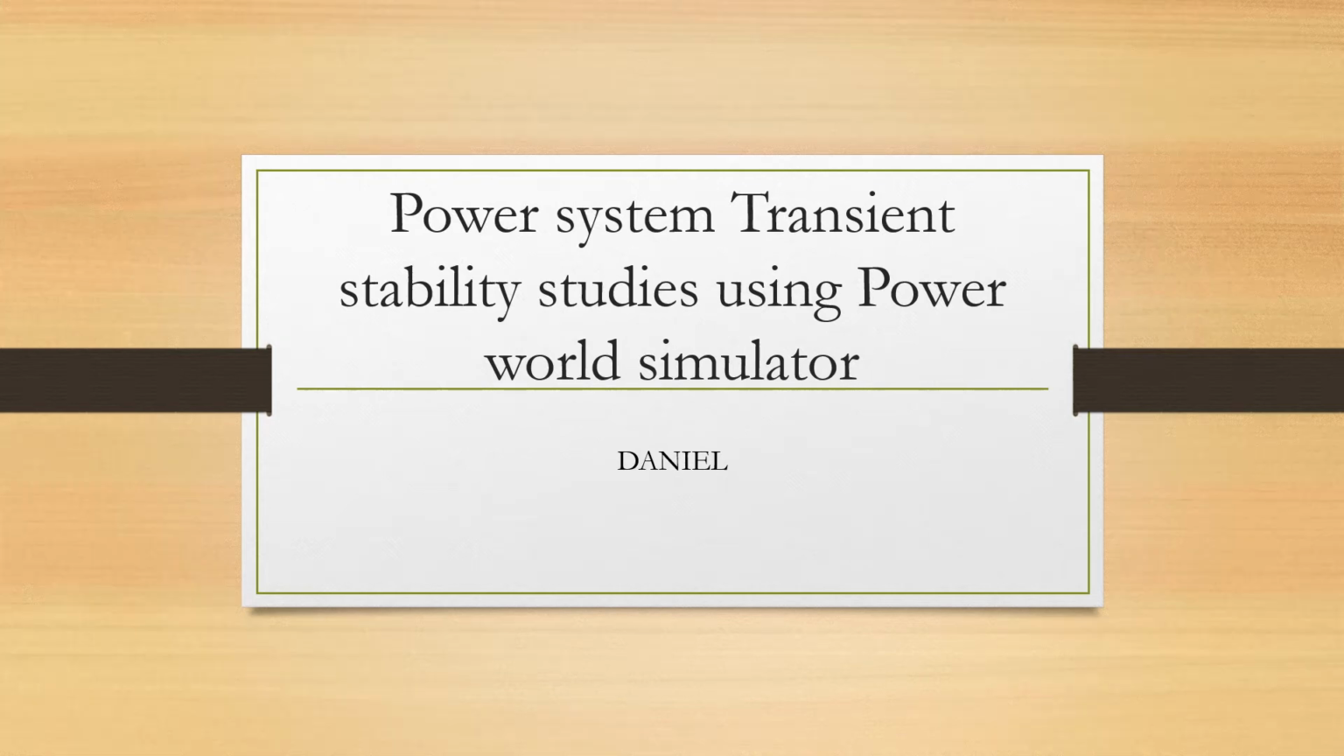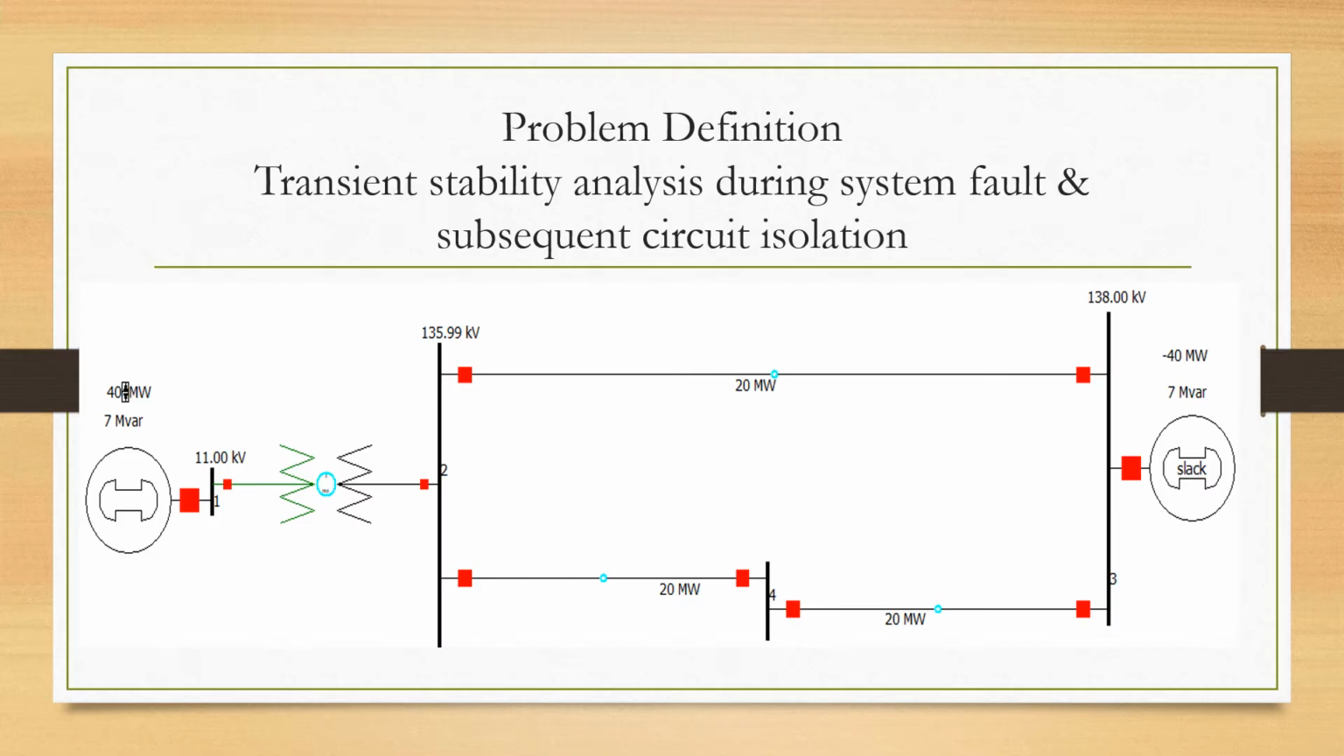Hello everyone. In this video, I am going to demonstrate how to use PowerWorld Simulator to do transient stability analysis in power system. In this problem, it is assumed that a generator supplies power to an infinite bus through double transmission line. The voltage at the infinite bus is 138 kilovolt. The generator generates power at 11 kilovolt. Transformers step up the voltage 11 kilovolt into 138 kilovolt.